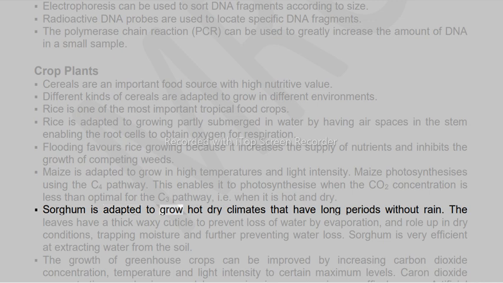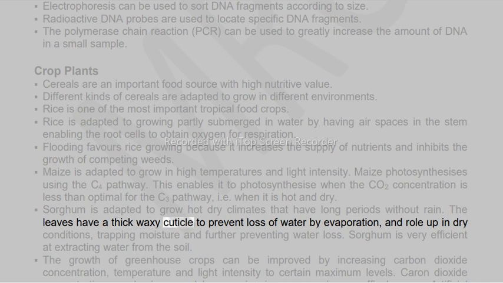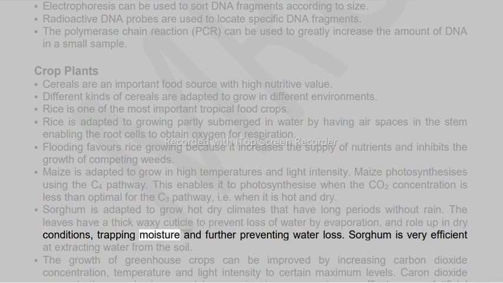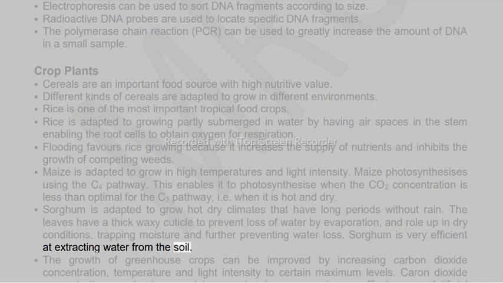Sorghum is adapted to grow in hot, dry climates that have long periods without rain. The leaves have a thick waxy cuticle to prevent loss of water by evaporation, and roll up in dry conditions, trapping moisture and further preventing water loss. Sorghum is very efficient at extracting water from the soil.